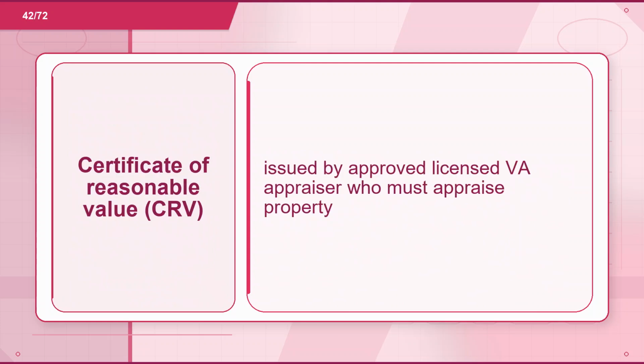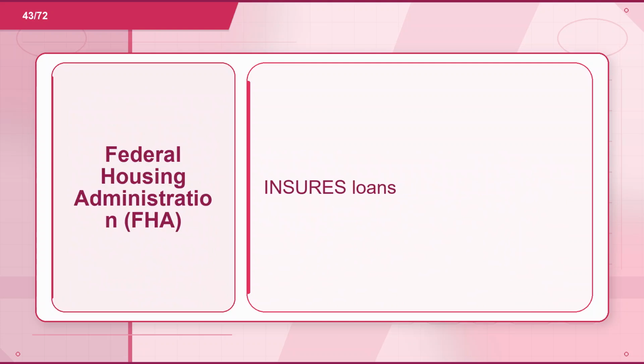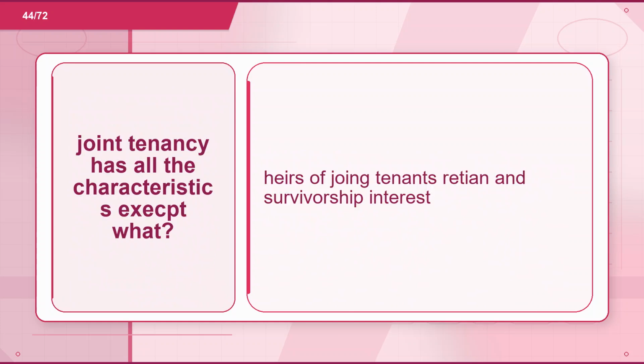Flashcard 42, term: certificate of reasonable value, CRV. Definition: issued by an approved licensed VA appraiser who must appraise the property. Flashcard 43, term: Federal Housing Administration, FHA. Definition: insures loans. Flashcard 44, term: joint tenancy has all the characteristics, exact what. Definition: heirs of joint tenants, right of survivorship, interest.